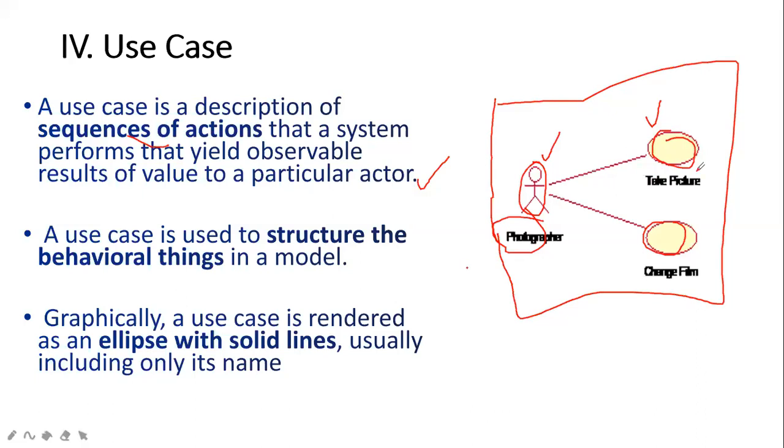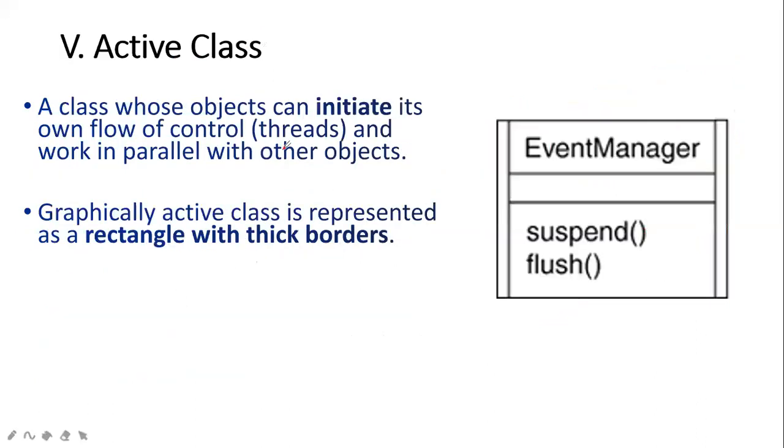It always includes the name of the use case. So that is what we are going to define here, the fourth part of the structural things, that is use case. Now moving towards the next one, that is called the active class. Now we have already studied what a class is, but what is this active class?